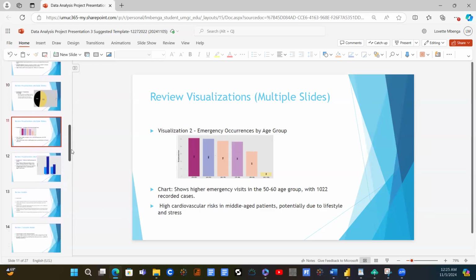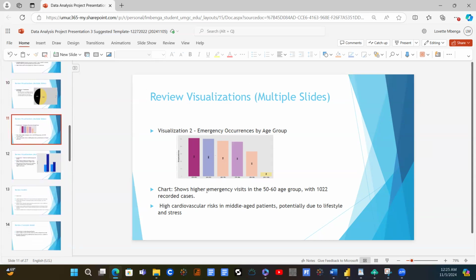In the next slide, we can see the emergency occurrence by age group. In this chart, we can see that the age group 50 to 65 are those that often visit the emergency room. You can see a higher rate of 1,022 records, and this could be due to their lifestyle, and this helps to increase heart failure.